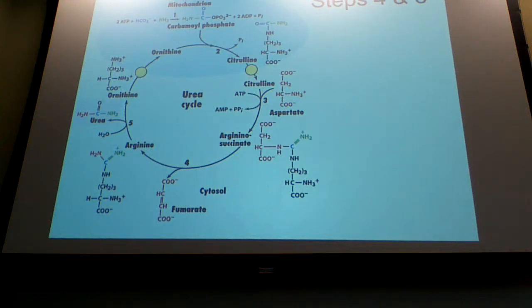Good? Good. So know what the species involved are by name. I won't ask you to draw them other than the ones you ought to know. Urea, fumarate, you already know. Aspartate, you already know. Arginine, you already know. So it's not too bad.